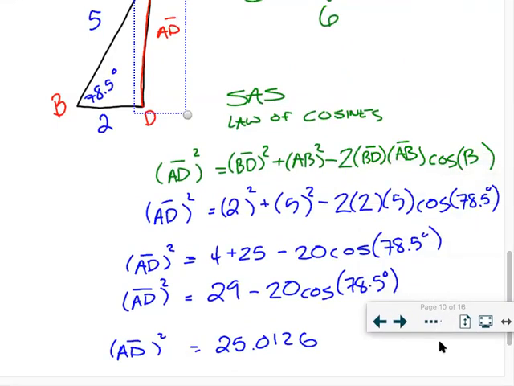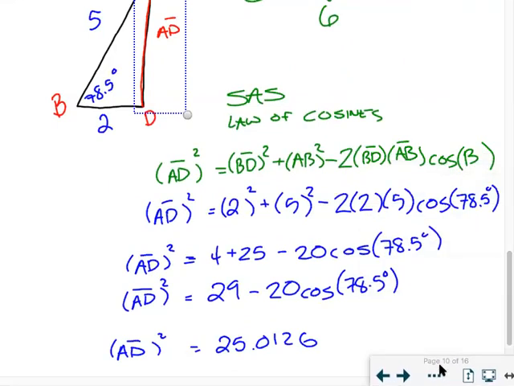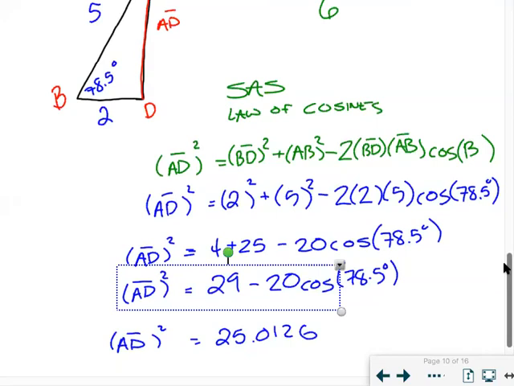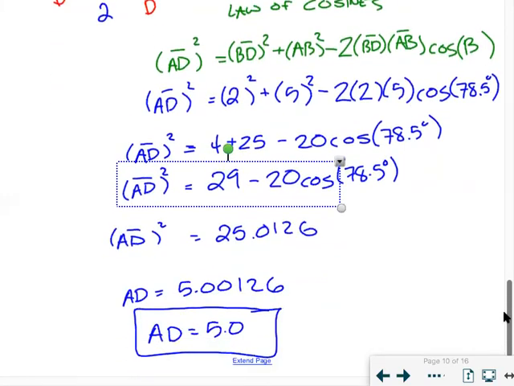And when I do so, I end up with AD squared, so that's that red side length, is equal to 29 minus 20 cosine of 78.5 degrees. I entered this whole thing in my calculator as is to evaluate it, and I ended up with 25.0126 there. And lastly, I have to take the square root of both sides to remove the square from AD squared there. So that's what is happening right here.